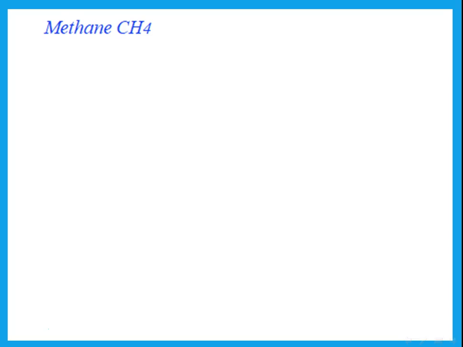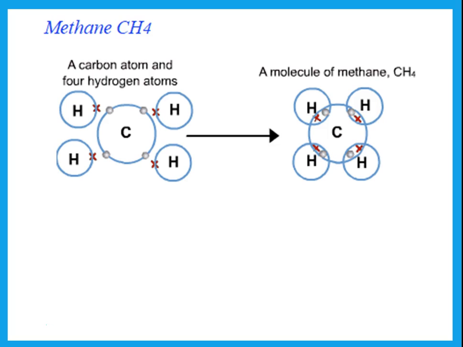Okay, methane. Methane is a compound that has carbon and hydrogen. Now, we should look at the periodic table, and we find that carbon is in group 4, so it has 4 electrons in its outermost shell. That means it needs 4 more electrons in order to have a total of 8. Now, if it's bonding with hydrogen, each hydrogen can contribute only 1. And that means I need 4 hydrogens to contribute 4 electrons, so that my carbon now has its 4 electrons plus the 4 electrons from the 4 hydrogens, so it has a total of 8.